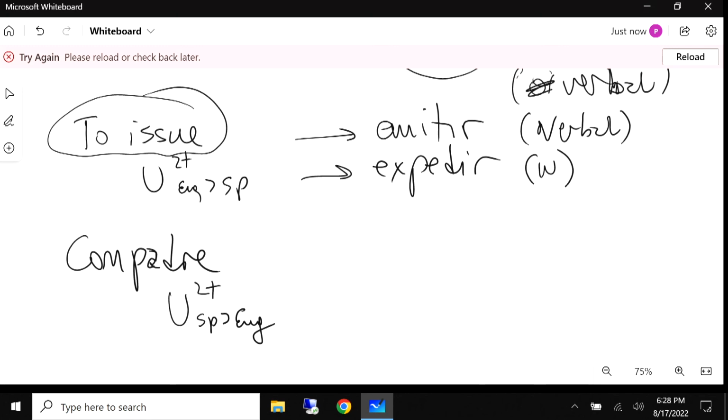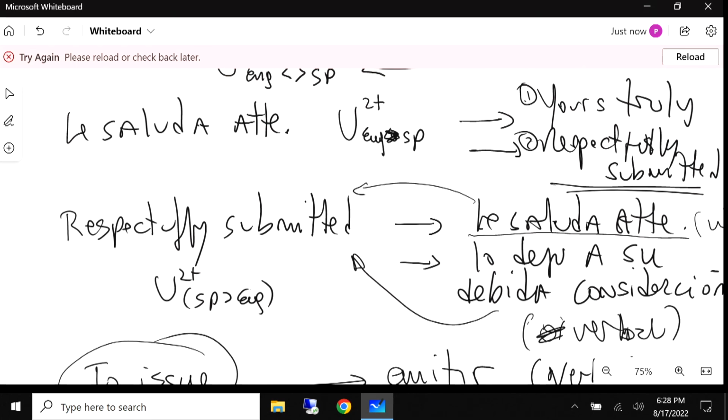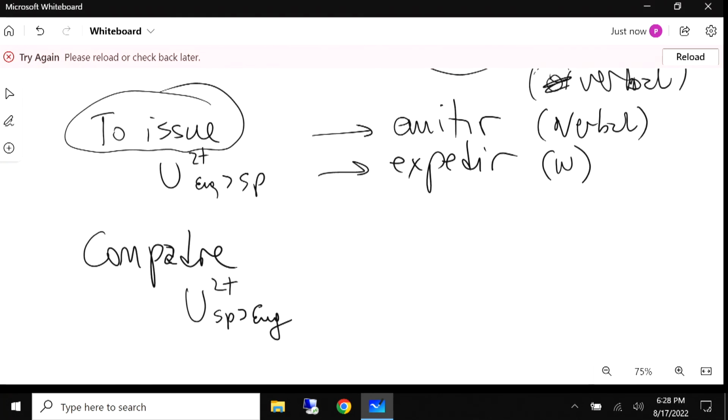That's not the case with things such as le saluda atentamente. This is stable in the original language. That's in Spanish. But the transfer could be unstable because it can take two forms. In this example, compadre, it is unstable in its original language. So that's why we put a little O right there, meaning that it is in the original that it is unstable. It could mean two things, compadre.